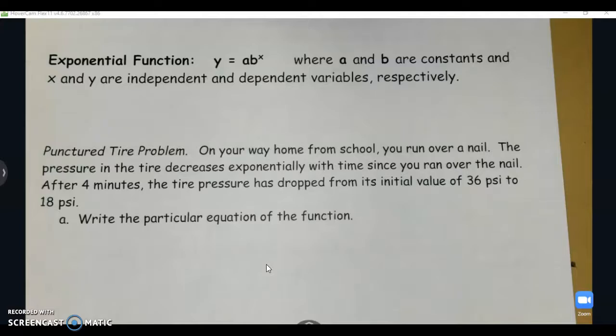That's how we know we're going to represent this with an exponential function. So it's decreasing since you ran over the nail. After 4 minutes, the tire pressure has already dropped from its initial value of 36 psi to 18 psi. Write the equation for this function. So the first thing we are going to do is define our variables.